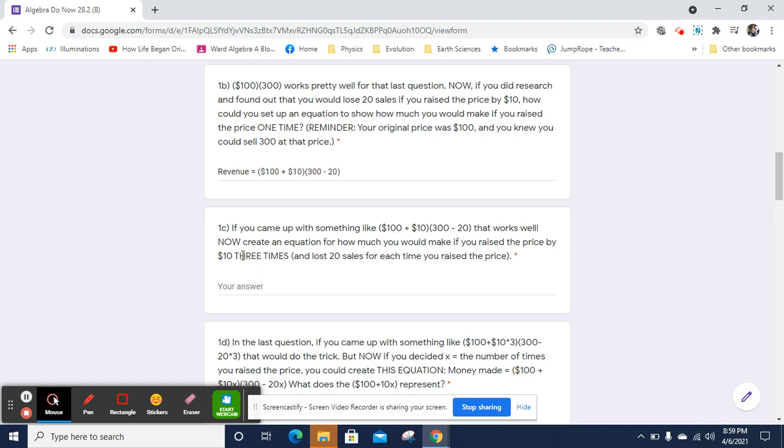Now, let's see if we can come up with an equation for what happens if you raise the price $10 3 times. And of course, you lost 20 sales on each one. So now our revenue equation is going to look like this: 100 plus $10 times 3, and then that's going to be times our sales, which are going to be 300 minus 20 sales times 3.